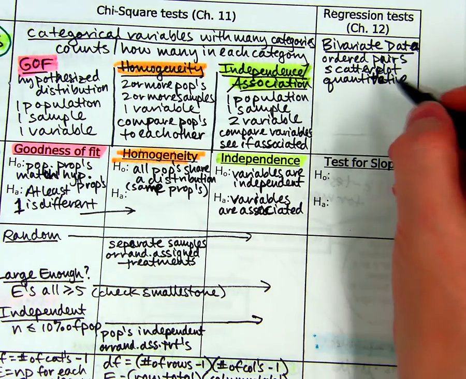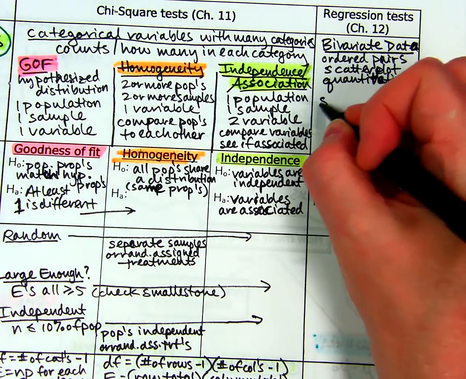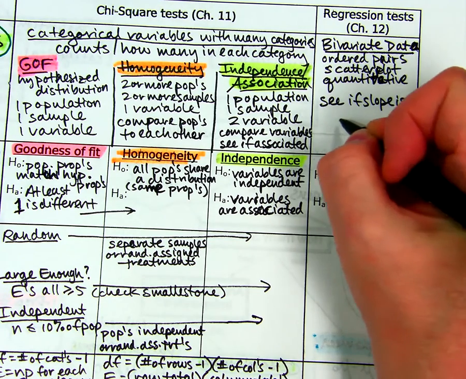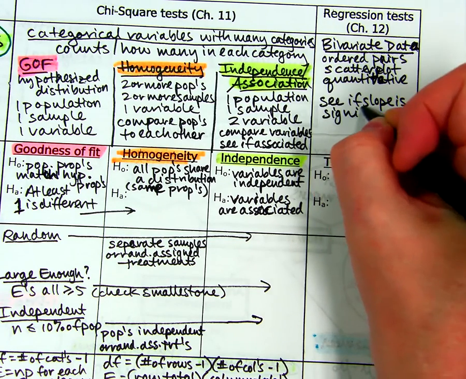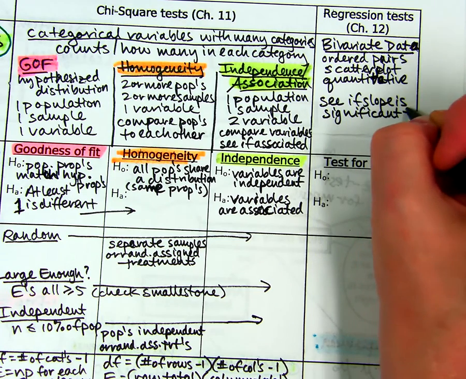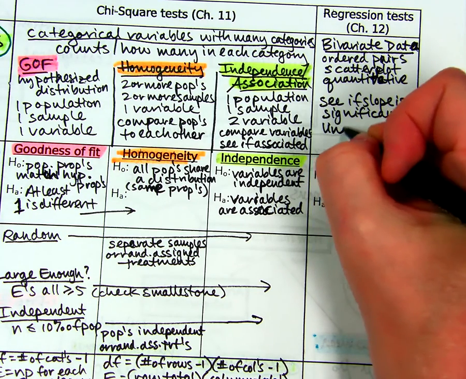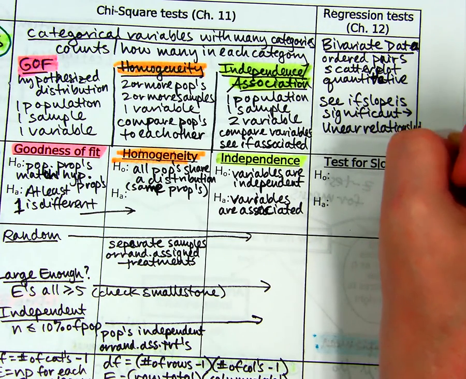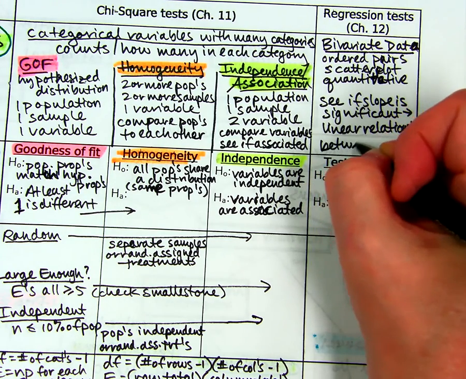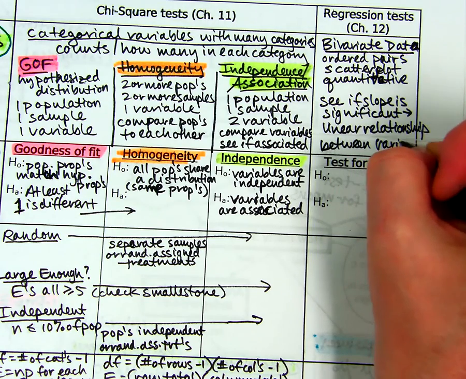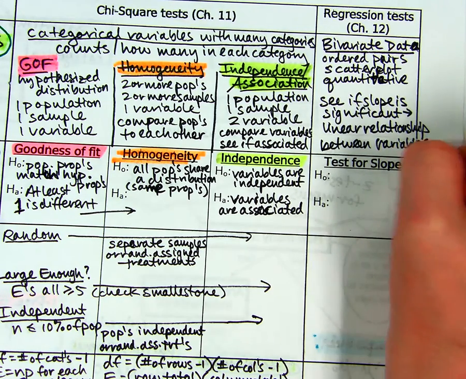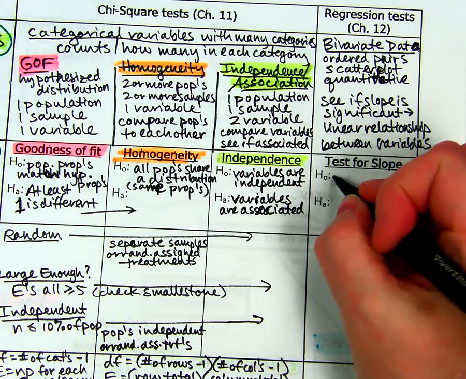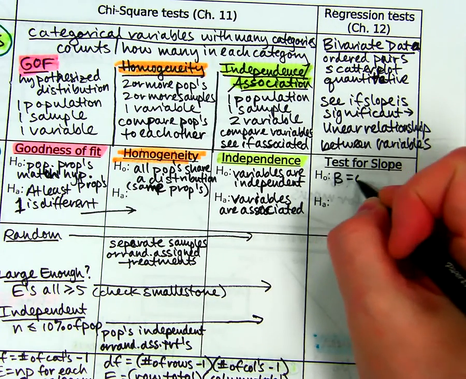All right, and our goal in a regression test is to see if the slope is significant, which is another way of saying, is there a linear relationship between these variables or not? So the test for slope is pretty simple. Our null is if there's no linear relationship, and that would be beta equals 0.